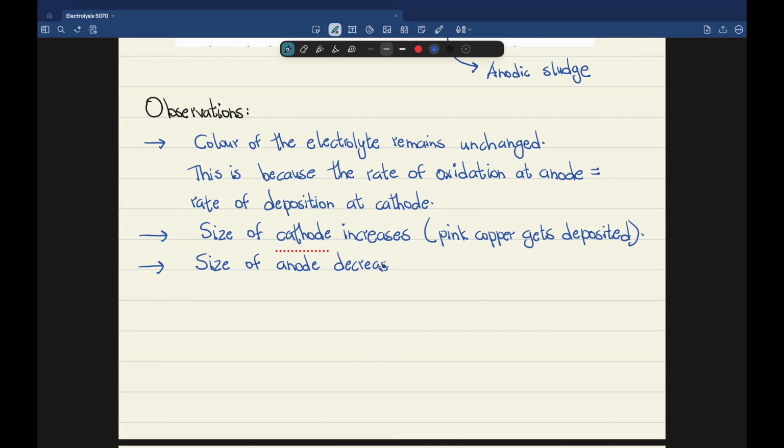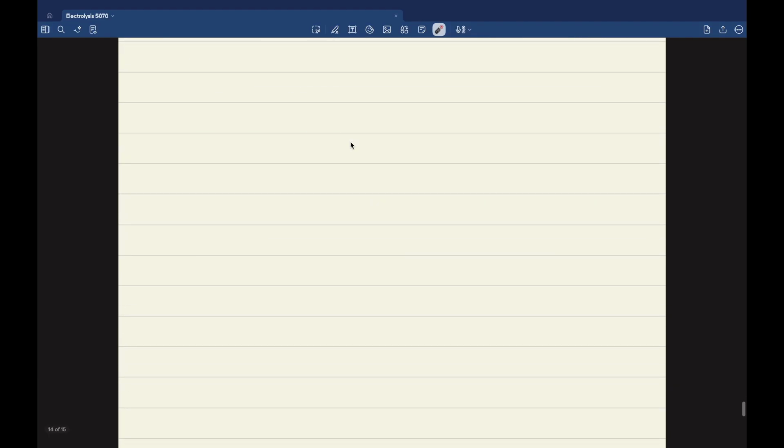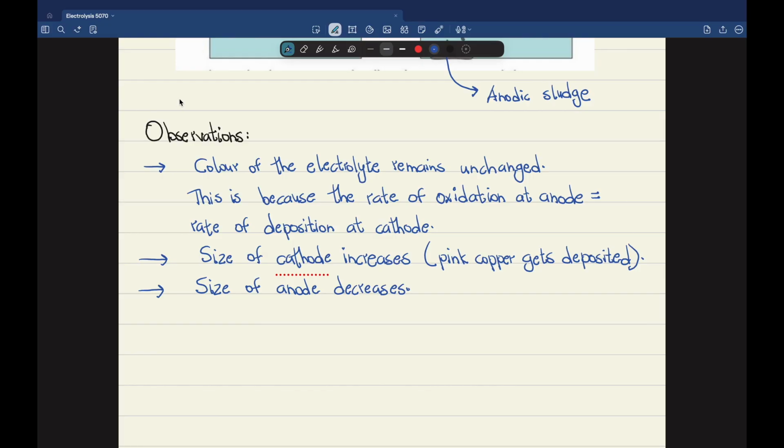Okay? And if anyone asks you, you can just say that this is because it's dissolving and because it's losing copper 2+ ions, and they are traveling towards the negative electrode, and that is how you are going to talk about it. Okay? This is what's happening.